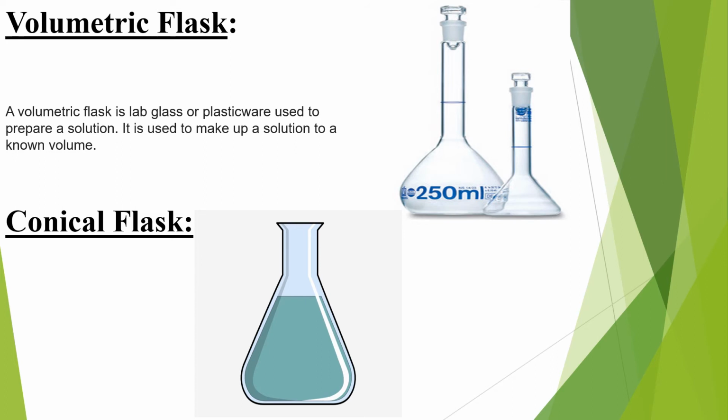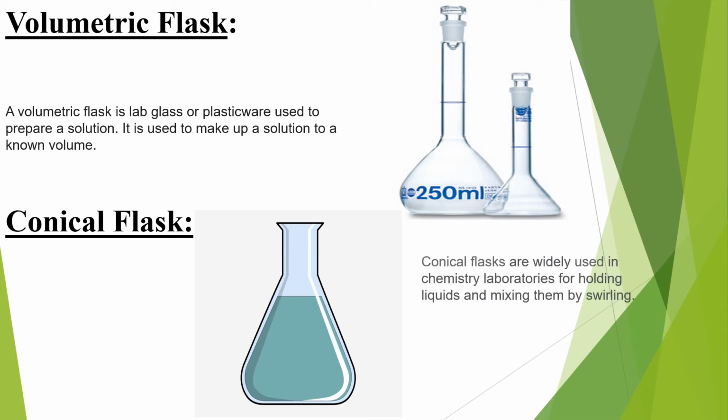A volumetric flask is a lab glass or plasticware used to prepare a solution. It is used to make up a solution to known volume. And conical flasks are widely used in chemistry laboratories for holding liquids and mixing them by swirling.